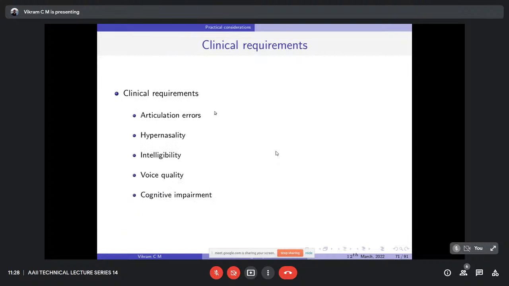Suppose in case of clinical requirements, these are the 5 different areas to work in clinical speech processing. One is we can easily detect the articulation errors, that is, pronunciation errors. Hypernasality is the presence of nasal cues in the speech signal. Then intelligibility, then voice quality, then cognitive impairment. So these are the 5 major areas currently clinicians are expecting us to work on.